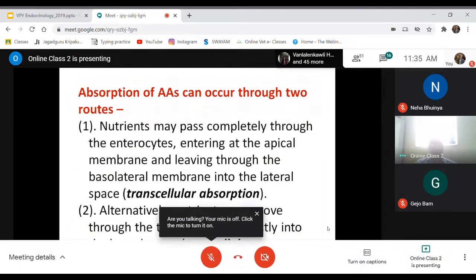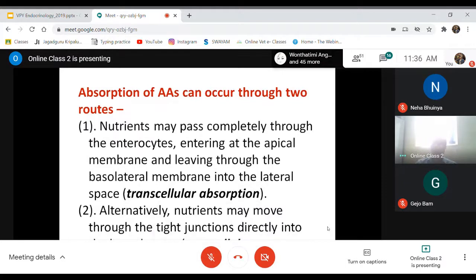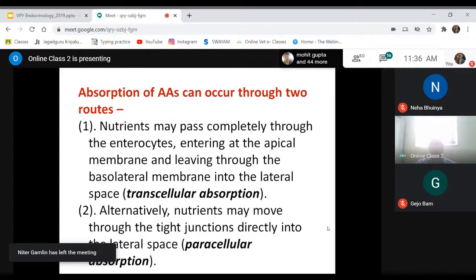Then how will amino acids be absorbed? So the end product of protein digestion will be amino acids ultimately, and how they will be absorbed from the small intestine. There are two ways by which actually amino acid absorption can occur in the small intestine. And the first one is transcellular absorption, which is generally present in mature animals. And second one is paracellular absorption, which is normally present in young animals.